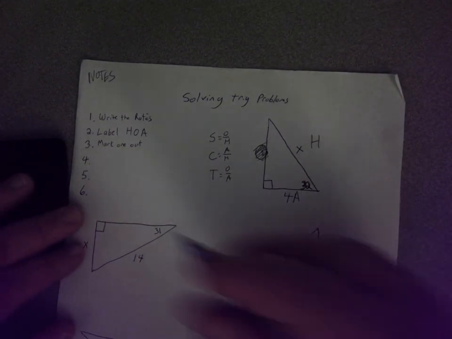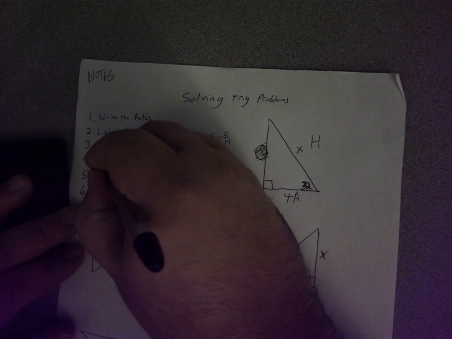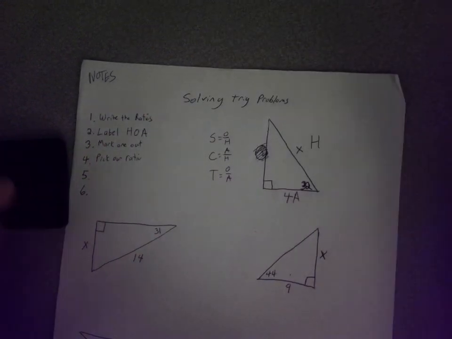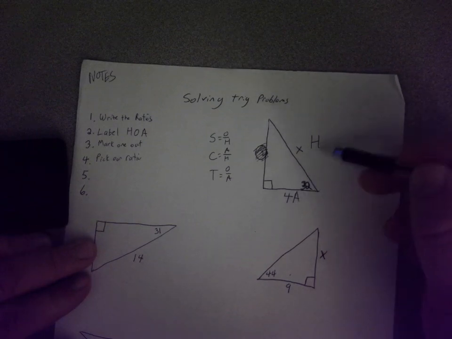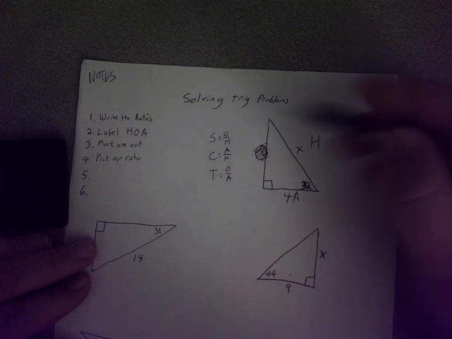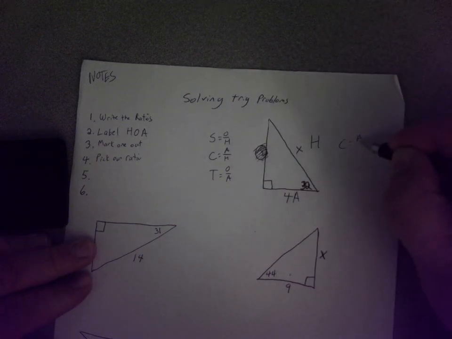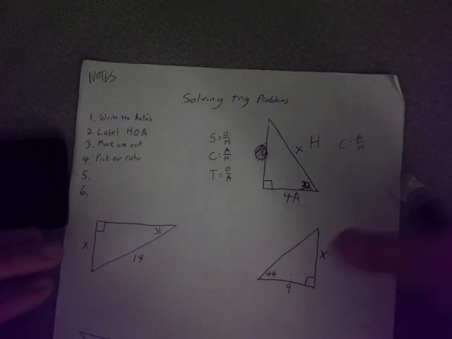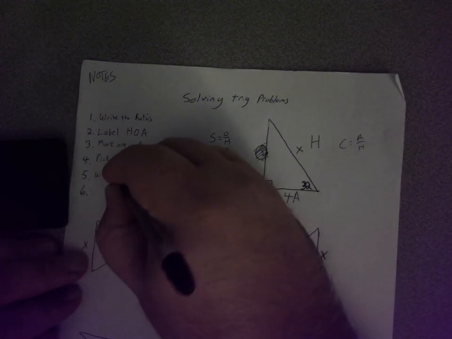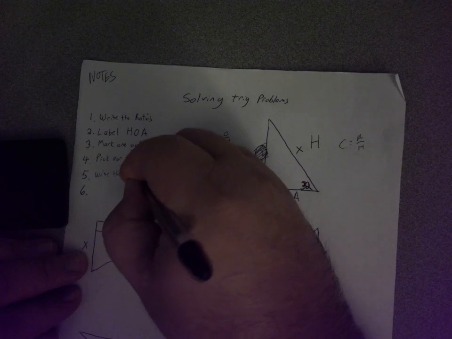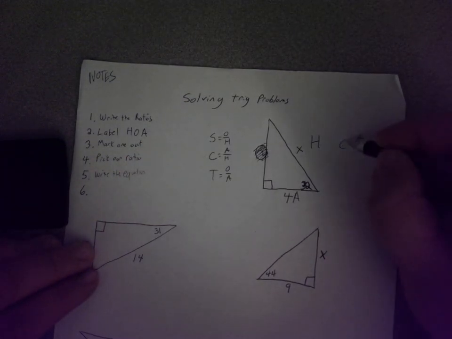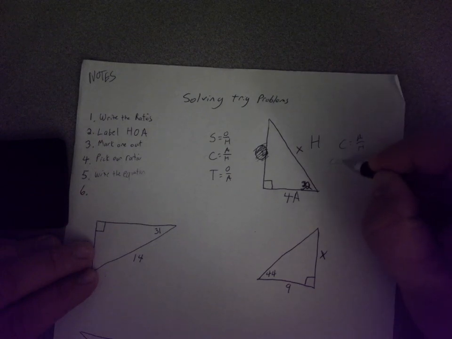Now we get to pick our ratio. That's step 4. The way we pick our ratios, you look at what you have left. You have A and H. And this one is the one that uses A and H: C equals A over H. Now, all you do, folks, is you write the equation. And if you're wondering how you're going to do that, you've never done that before, it's not hard. This is cosine, so you write cosine.